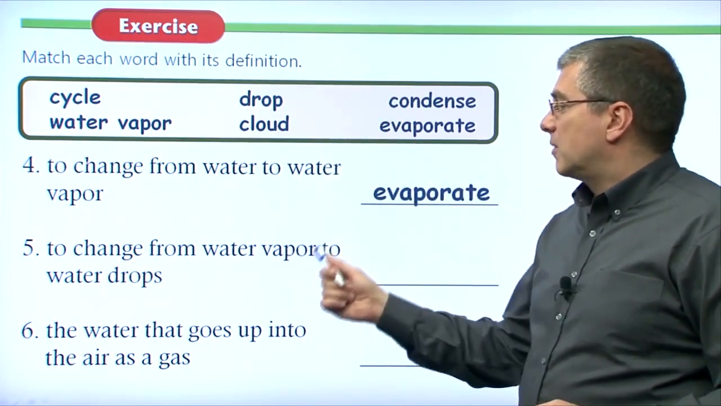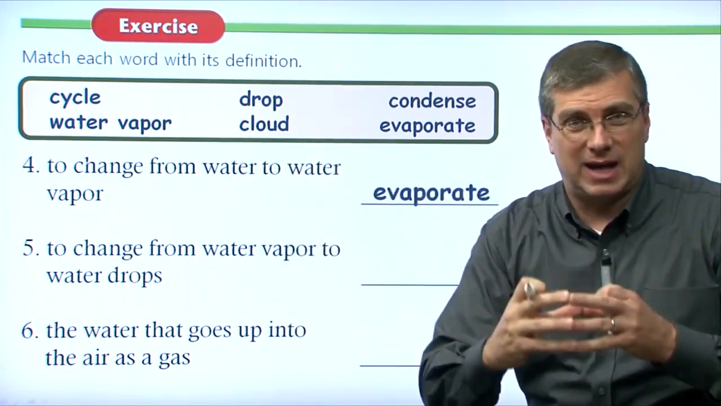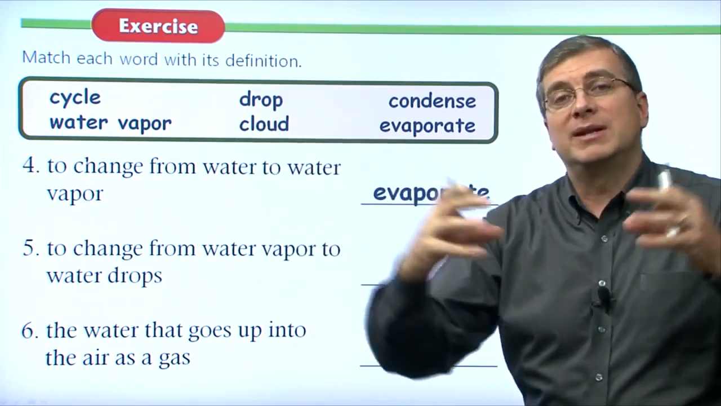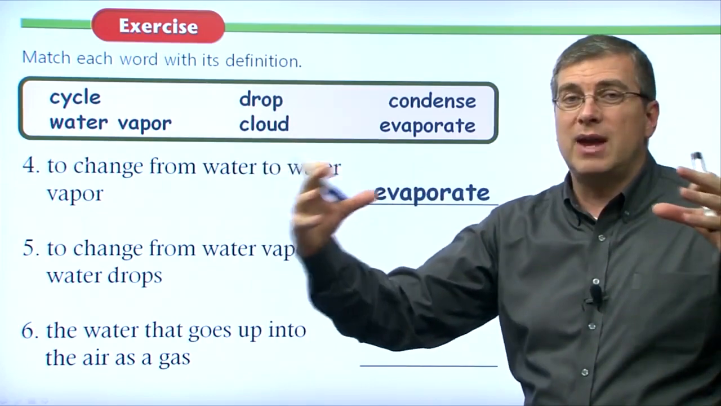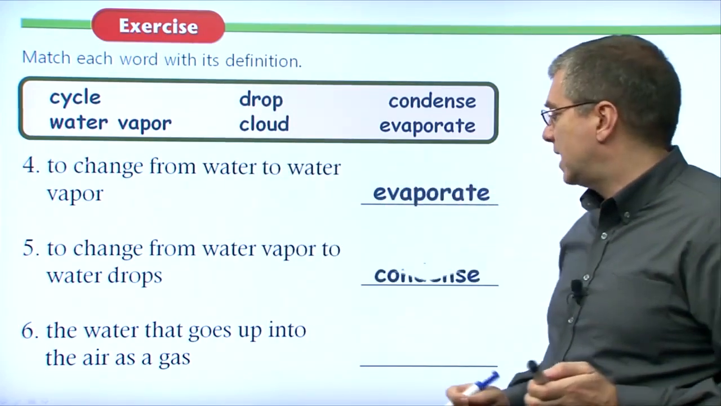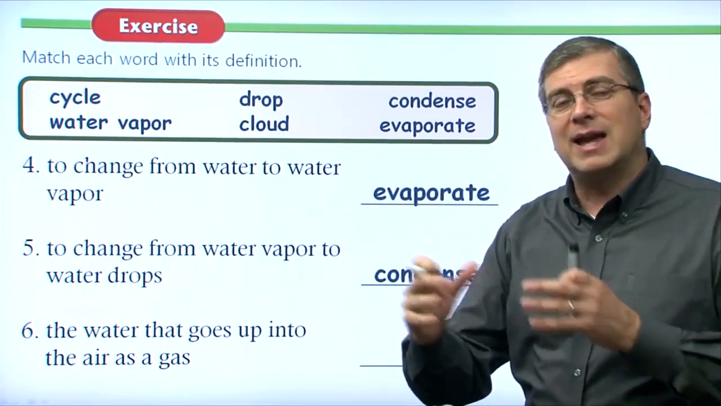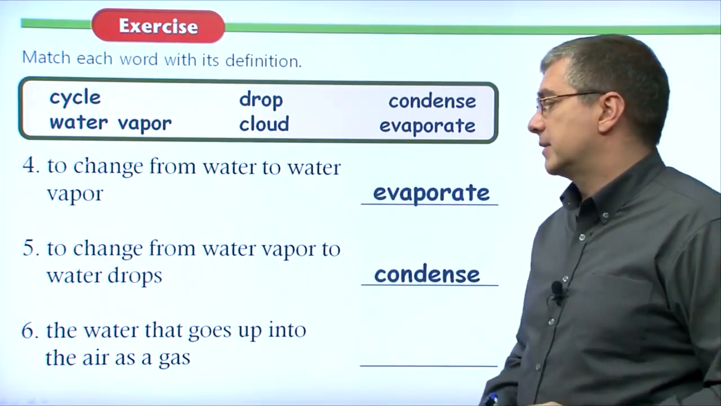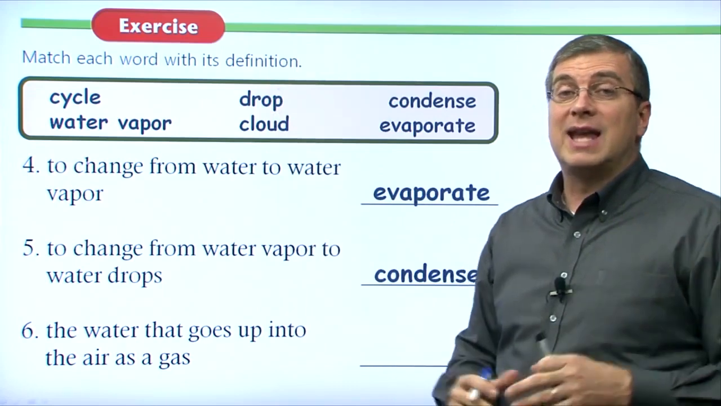Number five, to change from water vapor to water drops. So now the opposite is happening from evaporate. Now they're not spreading out, they're coming together, right? Because it's getting cooler. So to change from water vapor to water drops coming together, what do we call that? We say to condense. That's that action that's happening.